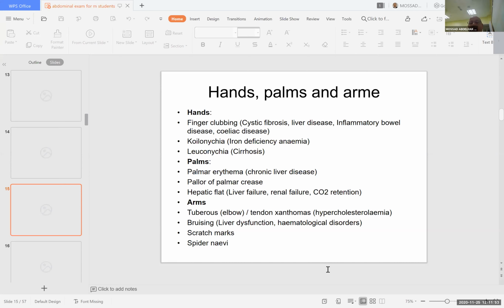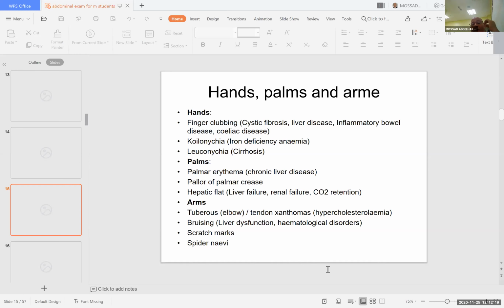How is the stage of it? How can it be behind it? And I must comment about the nail koilonychia for iron deficiency or leukonychia for cirrhosis. It is very important. Also, I will go for the palm for any erythema associated with chronic liver disease. Is there any pallor? Okay, is there any hepatic flap, which is liver failure or renal failure or CO2 retention?